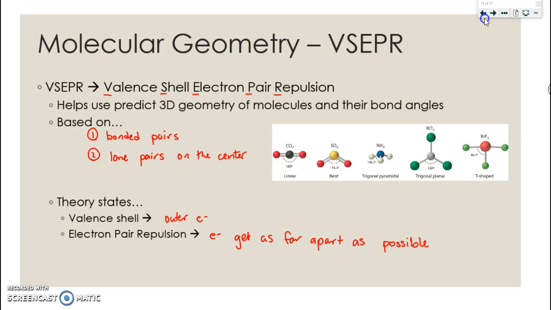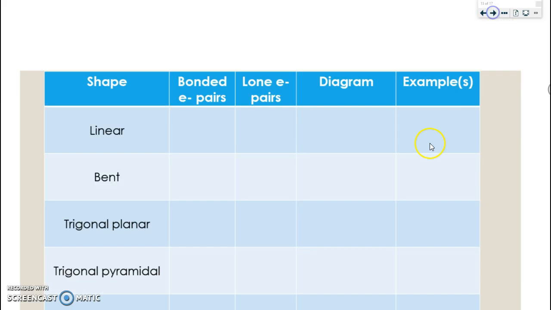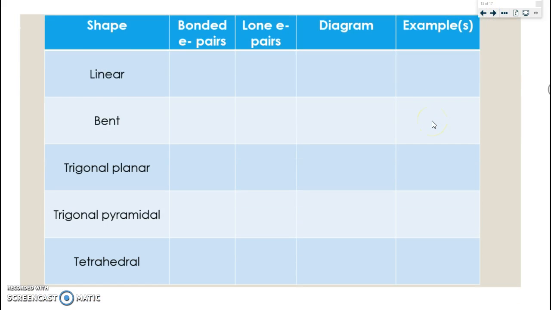Let's move on and complete a chart together. So these are the 5 shapes that you guys are responsible for. You're going to want to memorize them and be able to identify them for your test. The bonded electron pairs and the lone electron pairs refer only to the central atom. Only on the central atom are we focused.